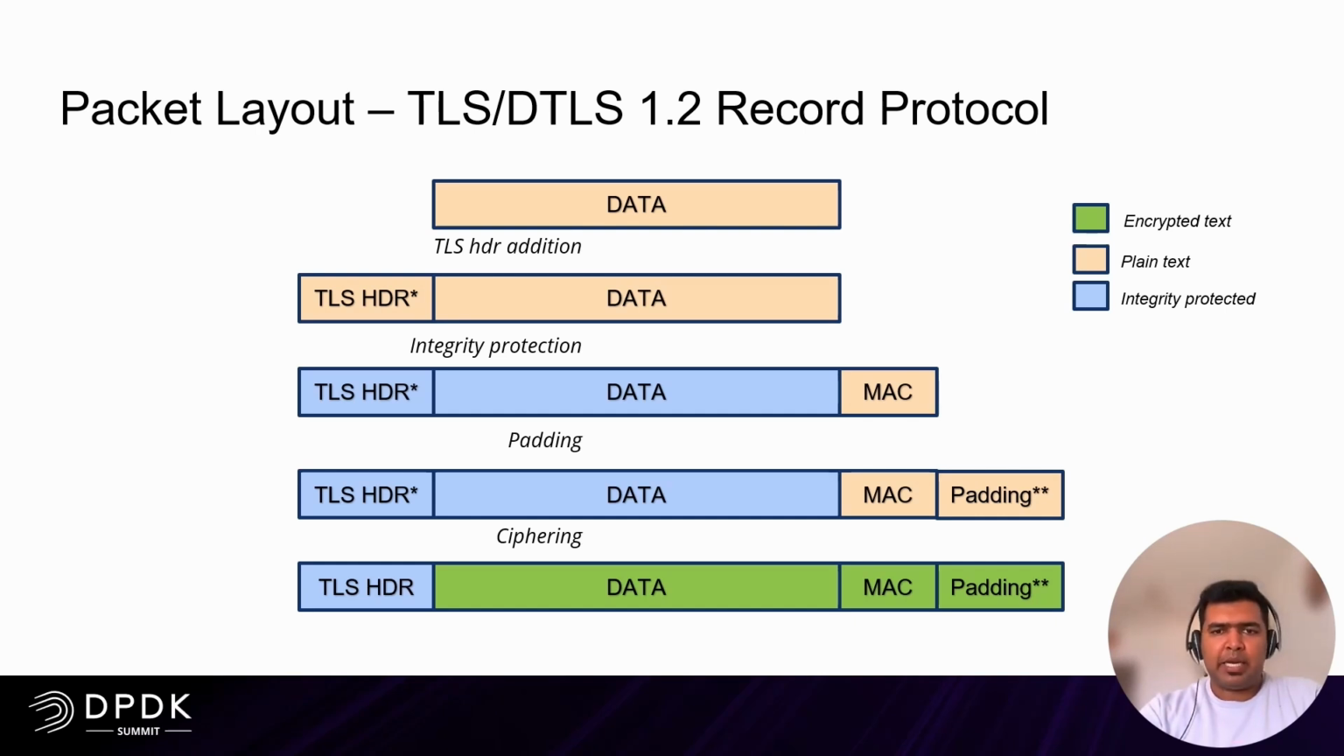At this point, padding could be done, and it is done for two reasons. One is to align to block size when using block ciphers, and second is to hide the packet length of the original packet. Once the padding is done, then the payload could get encrypted. This is the scheme used for block ciphers and varies slightly for other types, which we will see in the next slides.